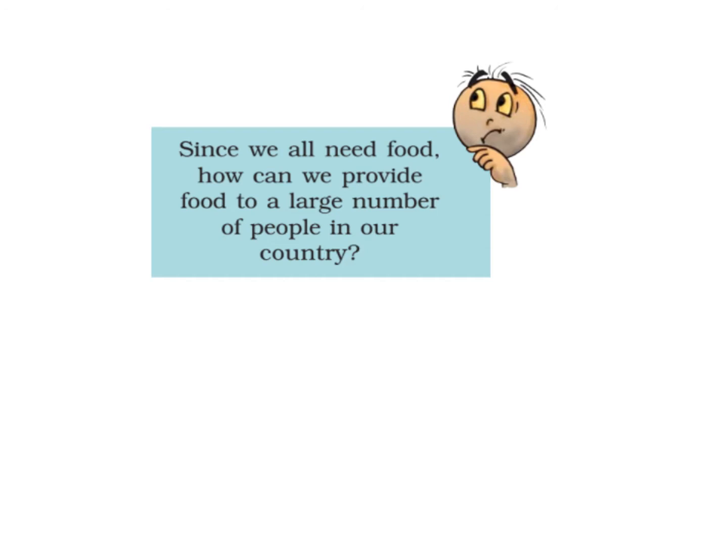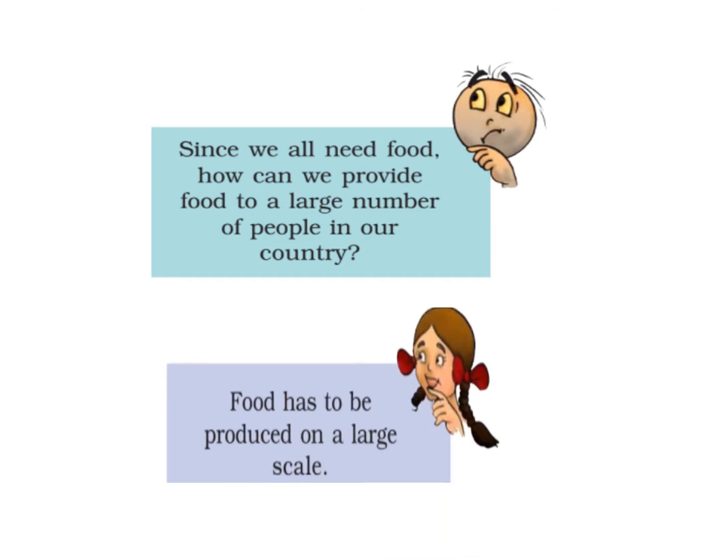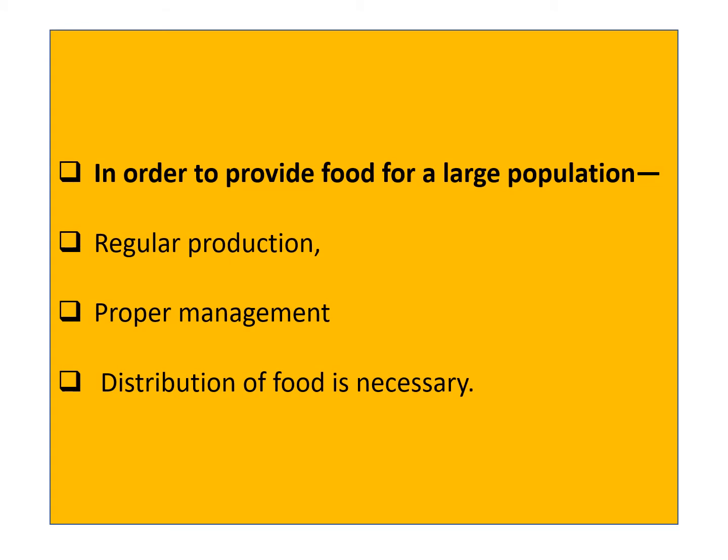So how can we provide food to such a large number of people in our country? As our country has a huge population, food has to be produced on a larger scale, right? So in order to provide food for a larger population, what do we need? We need regular production of food, its proper management, and also distribution of the food is very necessary for such a large population, right?